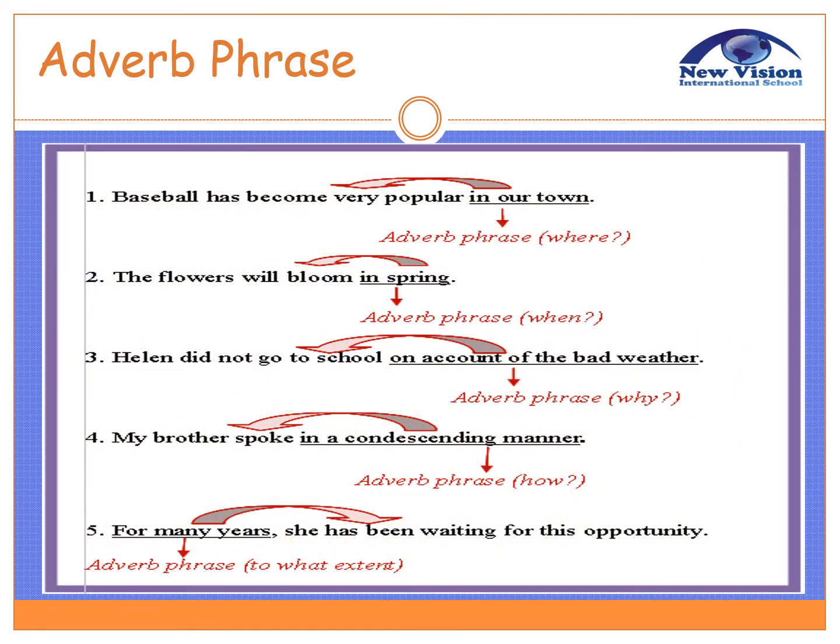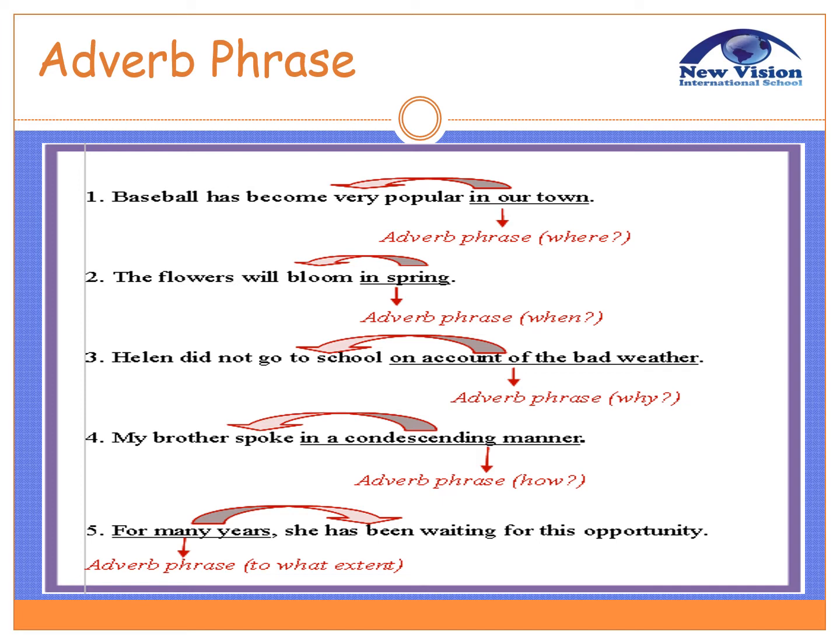Still on adverb phrases, look at the examples. There are 5 sentences. Let's go through them one by one. Baseball has become very popular in our town. Your adverb phrase there is in our town. It answers the question where in your town.